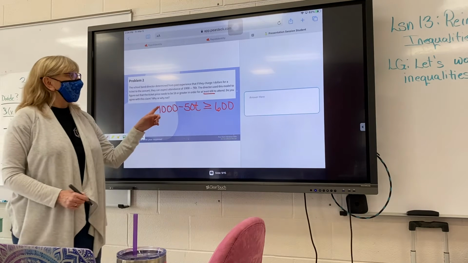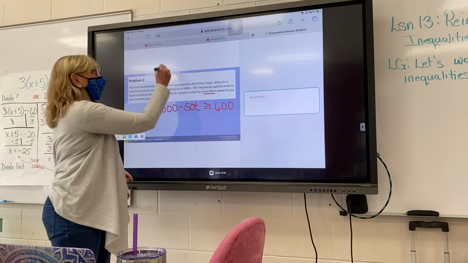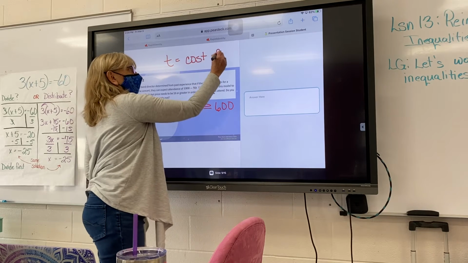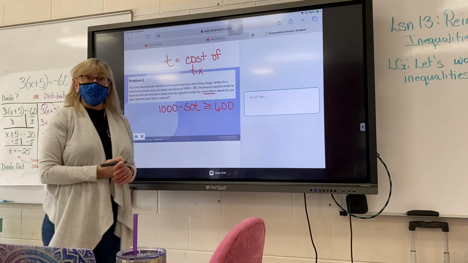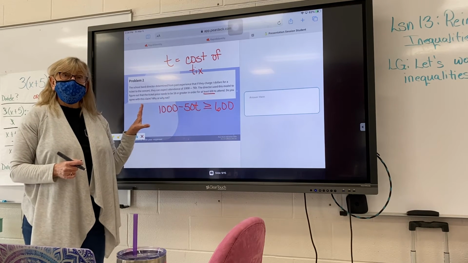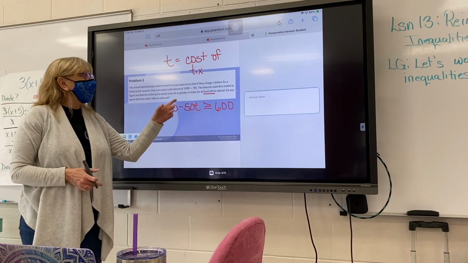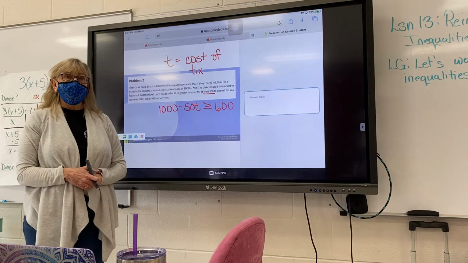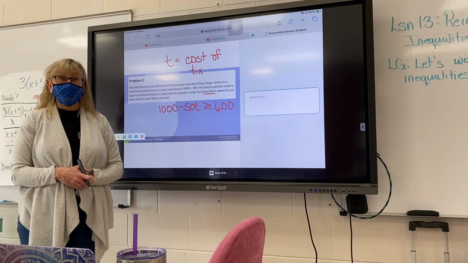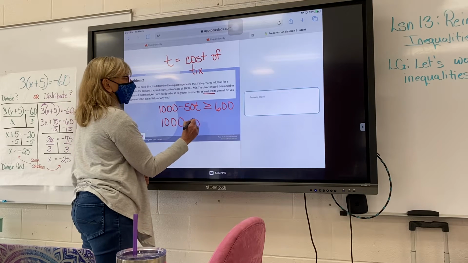Okay, now if we solve this for T, what's T representing? How much money for each ticket? Dollars. Cost of each ticket, right? Okay, so if I solve this inequality, then I should know what I should charge for the ticket. He's saying he thinks it needs to be $8 or greater. So now we've got to prove that it needs to be $8 or greater. So are we going to do what we did last time? So are we going to change this to an equation?